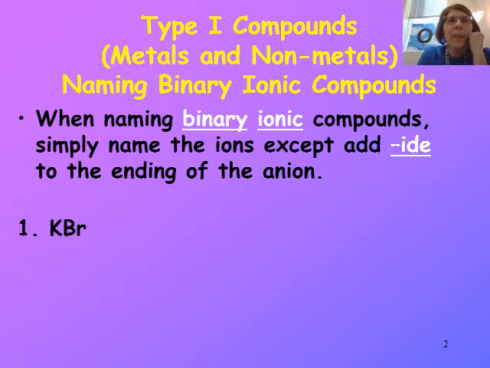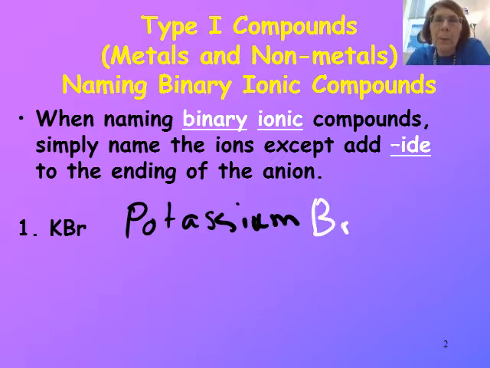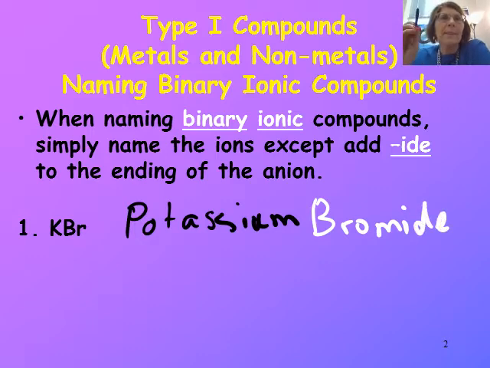So when naming binary ionic compounds, we simply name the ions, except we add IDE at the end of the anion. So for instance, KBr, we look for it. So K is what? K is potassium, so we're going to write potassium. And then we look for Br. So Br is bromine. So it ends up to be bromide. So potassium bromide.